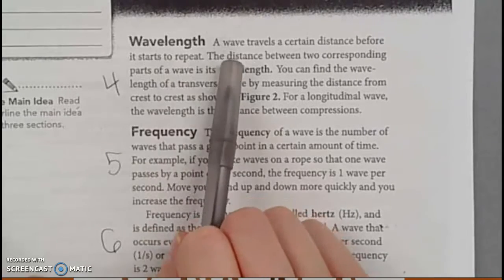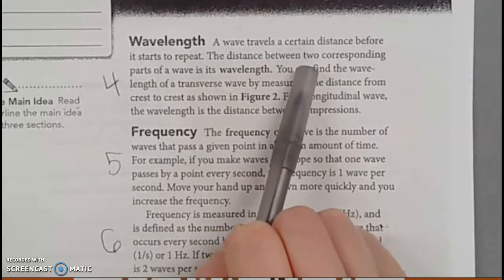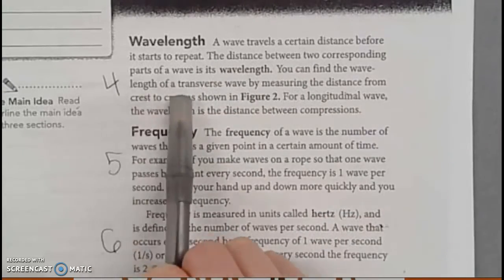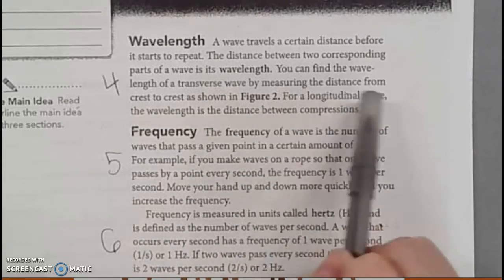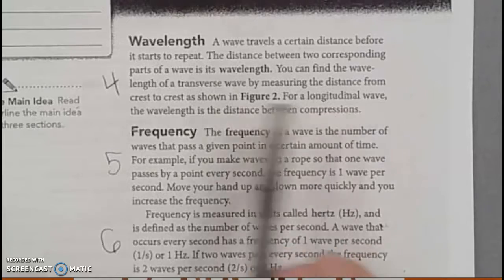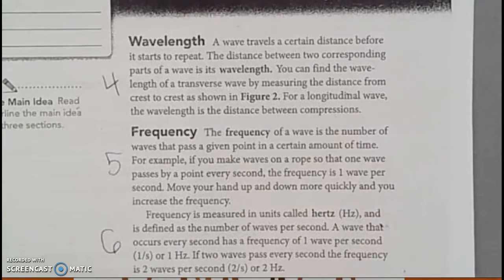So it says wavelength. A wave travels a certain distance before it starts to repeat. The distance between two corresponding parts of a wave is its wavelength. You can find the wavelength of a transverse wave by measuring the distance from crest to crest as shown in figure 2. For a longitudinal wave, the wavelength is the distance between compressions. Okay, again, it is your turn to mark the text. You will answer some questions and then it'll come back and you can check your answers. Please make sure that if your answers are not correct, you fix them.